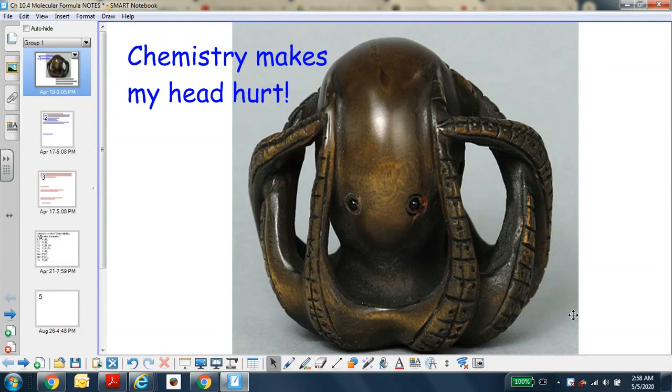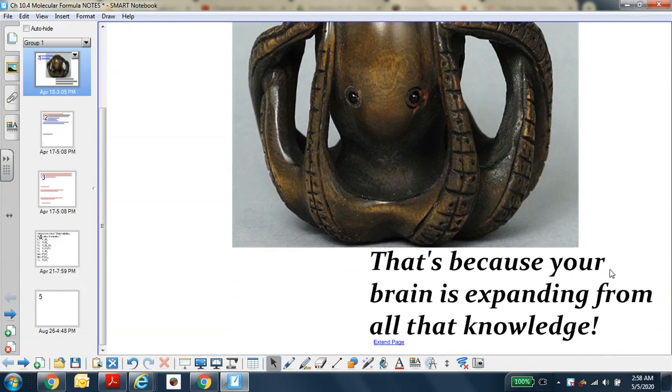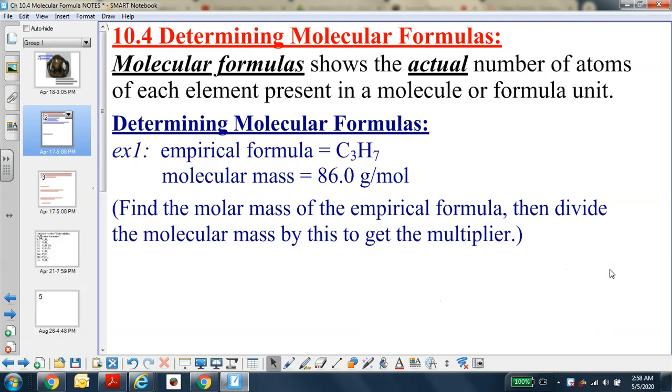Chemistry making your head hurt? Well, that's because your brain is expanding from all that knowledge that you're gaining. So today we're going to be learning about molecular formulas. Hopefully you've got your notes handy.